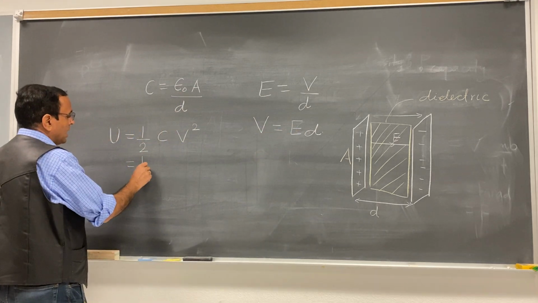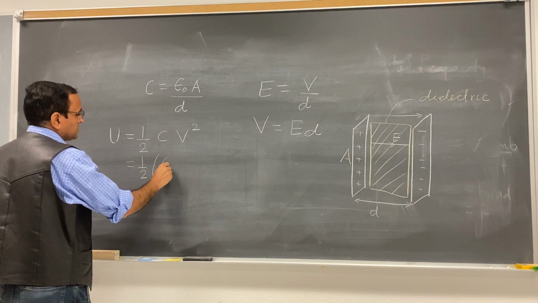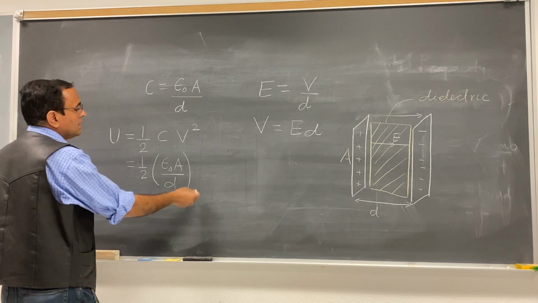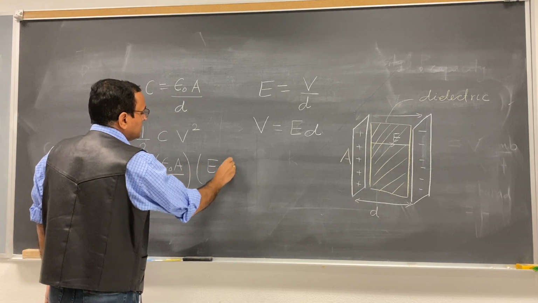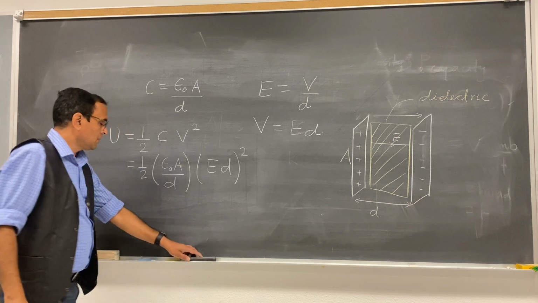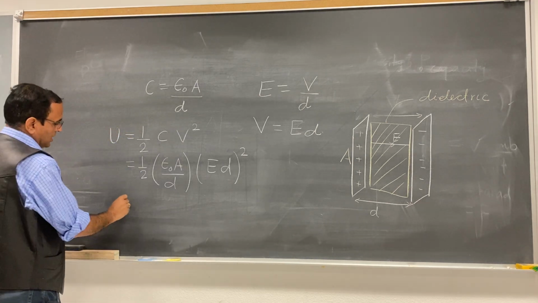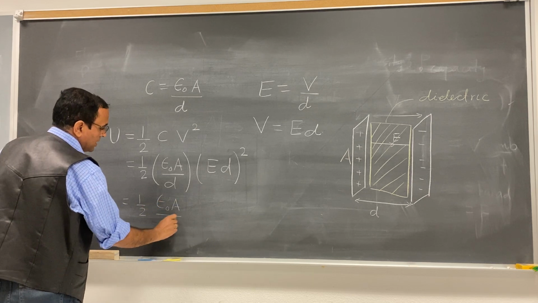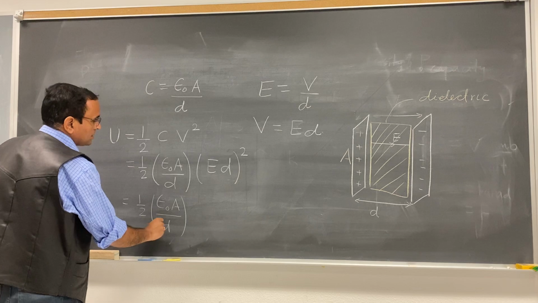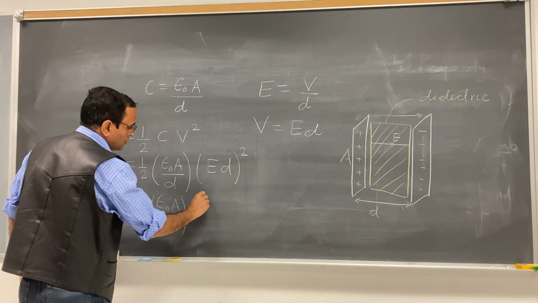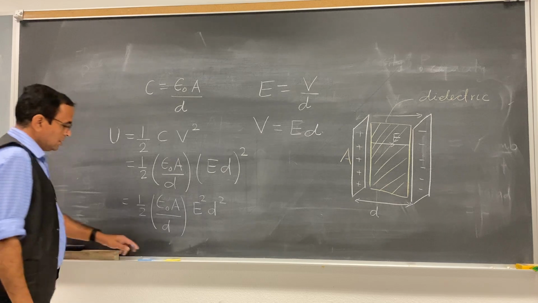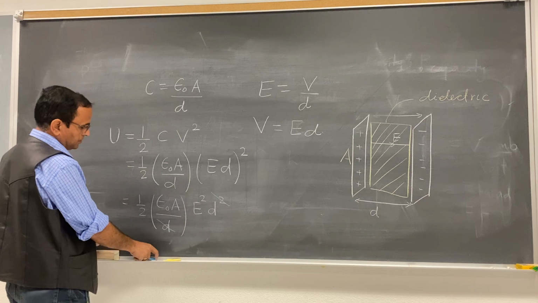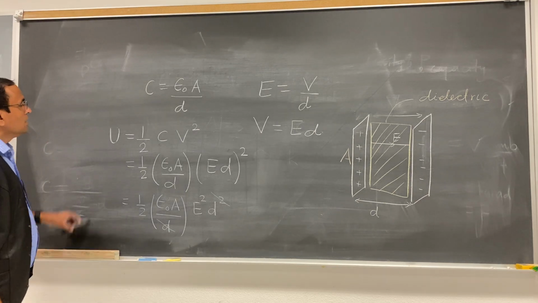What happened? 1/2 C, where C is epsilon 0 A divided by D, and V is E times D, squared. Let us see what happened. 1/2 epsilon 0 A divided by D times E squared D squared. Now look at this, you can cross out one D.